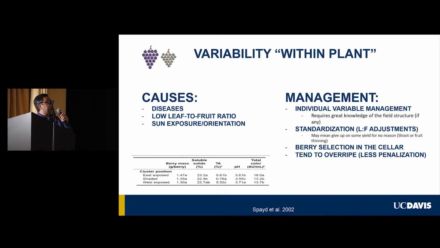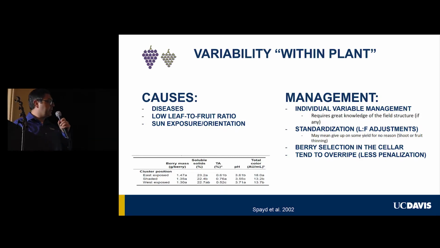Then you have the variability within the plant. The causes, as I mentioned earlier, can be diseases, a low leaf to fruit ratio, sun exposure, or row orientation. So Sarah Spade did this work about 15 years ago, where they compared east exposed, shaded, or west exposed berries, looking at berry mass, total soluble solids accumulation, titratable acidity, juice pH, and total color absorbance.